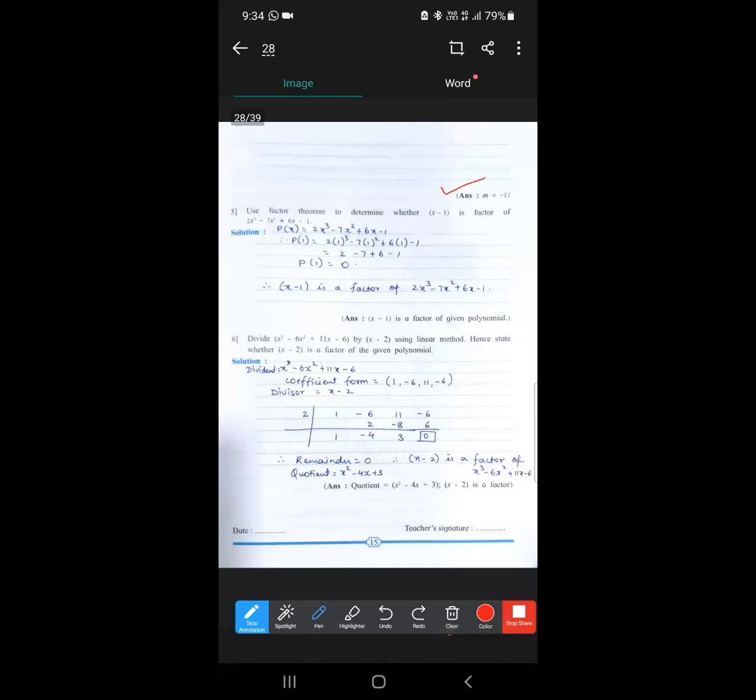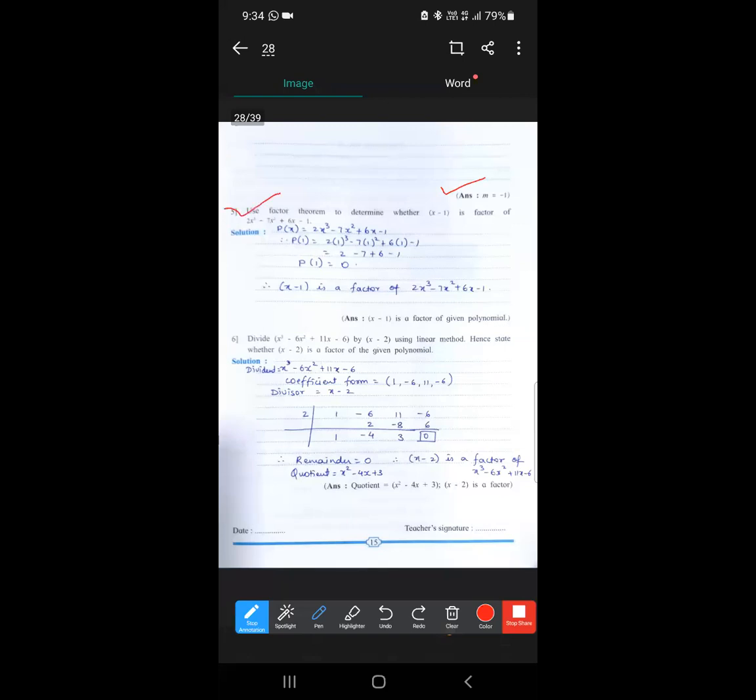Question 5, use the factor theorem. Now you know the remainder theorem, how to do it. Then synthetic division also we have seen some questions, remainder theorem also. Now let us see the factor theorem, that is the question based on the factor theorem. So 5th one, use factor theorem.